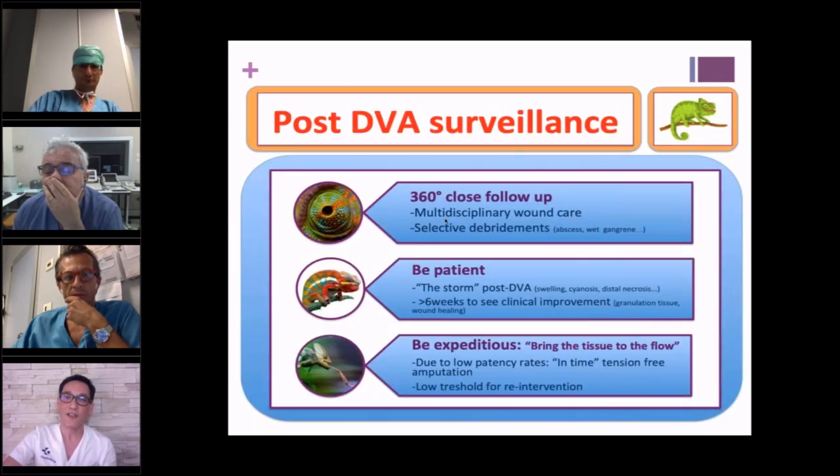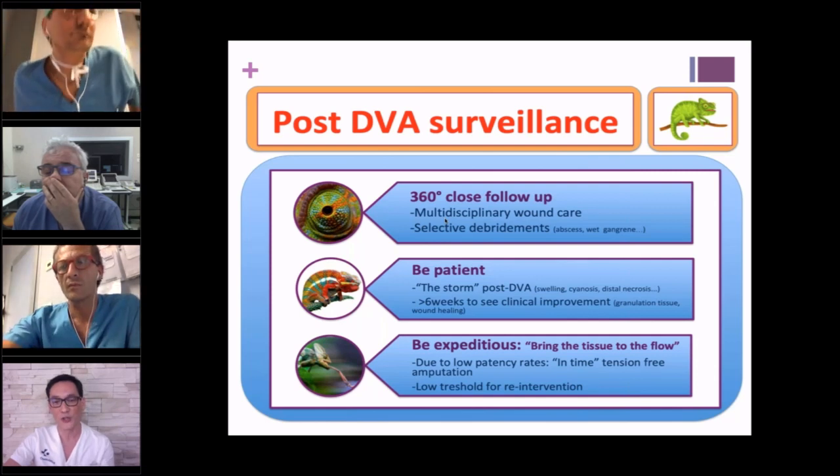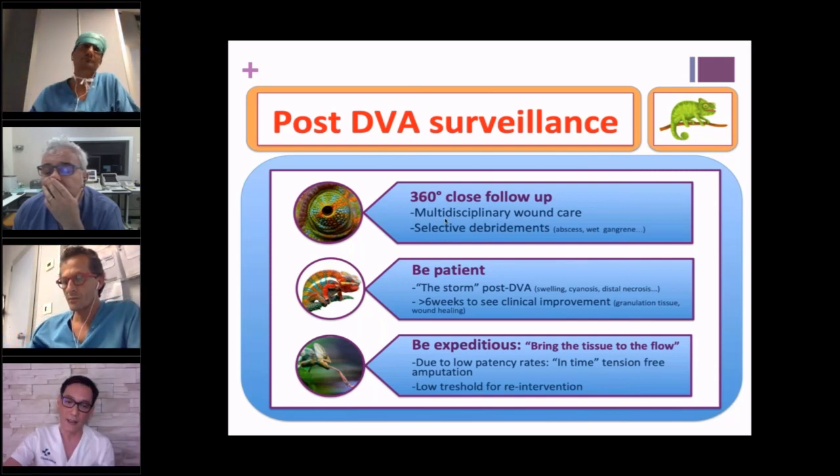So you really need to be patient to stand this storm, because it takes 6 to 8 weeks to see a clinical improvement, with granulation tissue achieving wound healing. And once you pass these 6 to 8 weeks, you need to be really expeditious due to the low patency rates of these procedures and perform a timely tension-free amputation. And this is going to be extensively explained by Christian later on. Have a low threshold for reintervention in case you have any doubt that anything is not going really well.